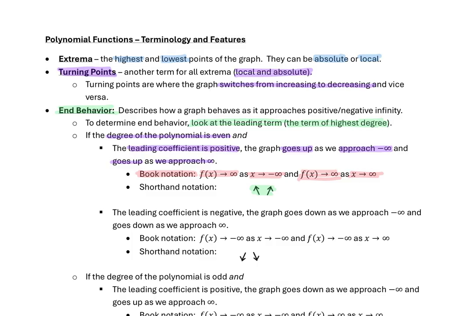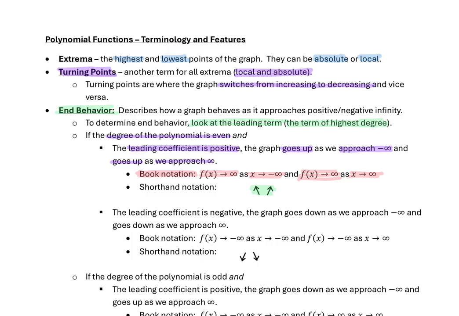An easy one to think about that we'll look at in a minute is quadratics. Quadratics have an even degree, and we know that if our leading coefficient is positive, it's a quadratic that opens up. If our leading coefficient is negative, it opens down. And this extends to any polynomial that has a highest degree that is even.